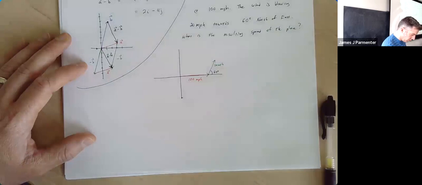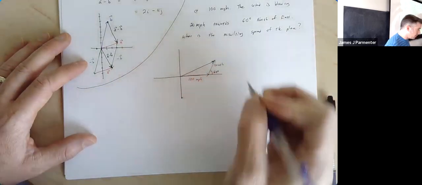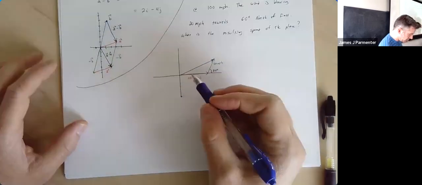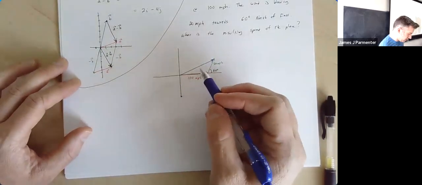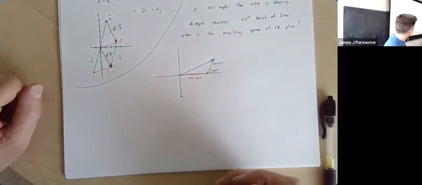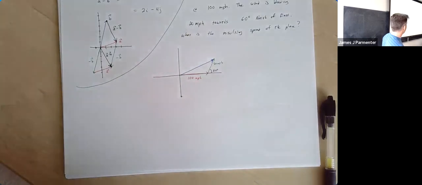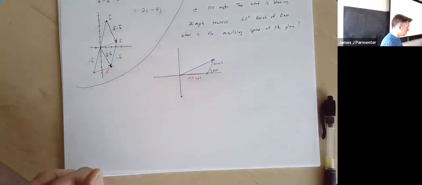Now the question is, what's the resulting speed of the plane? I.e., what's the resulting magnitude of this vector that you get when you add these two vectors together? So to easily add these vectors together, I really need to write them in their component forms.